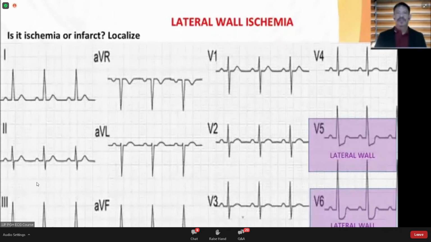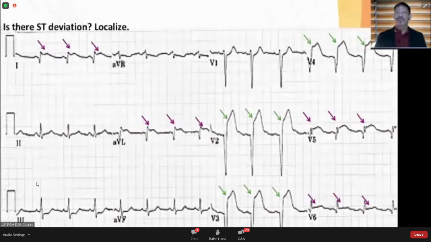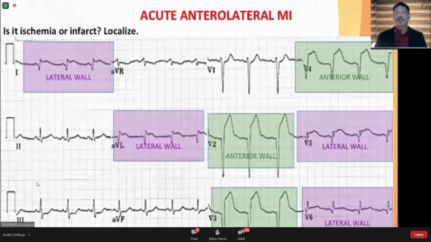ischemia. For this next ECG, we look for ST deviation. It shows ST elevation at V2, 3, 4, 5, and 6. So there is infarction. Now let's localize. Using the specific leads to localize, these leads point to anterolateral wall. So we read it as anterolateral wall myocardial infarction.